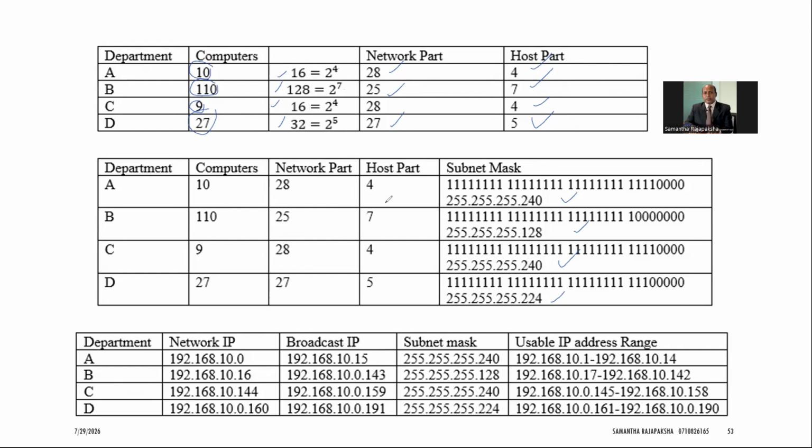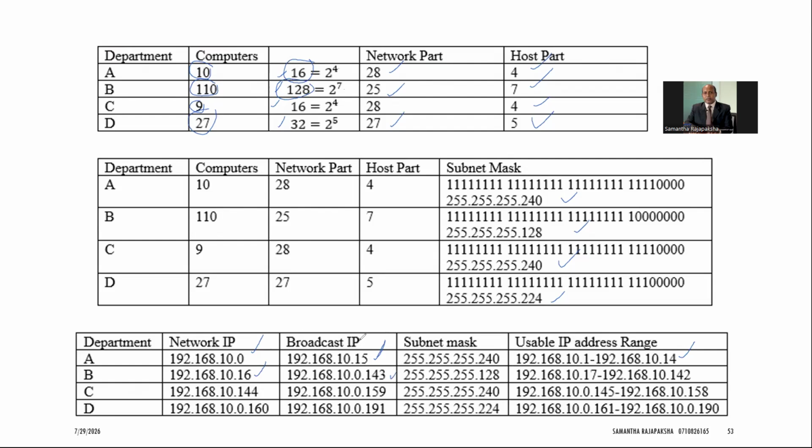Then you can see the first one will get how many IPs? 16 IPs. Therefore, network IP is 0, broadcast IP is 15, and the usable IP address range is 1 to 14. The next one starts from the next address and needs 128 IPs. This one ended at 15, so the next one starts from 16. Then you can see 15 plus 128 is 143.